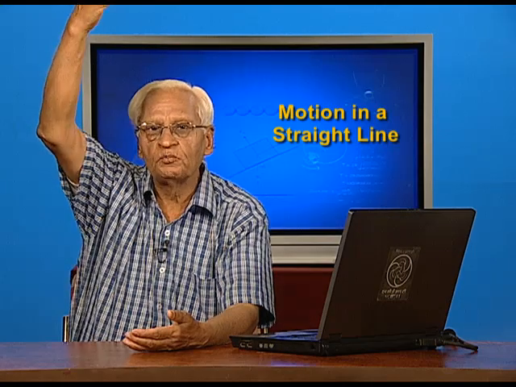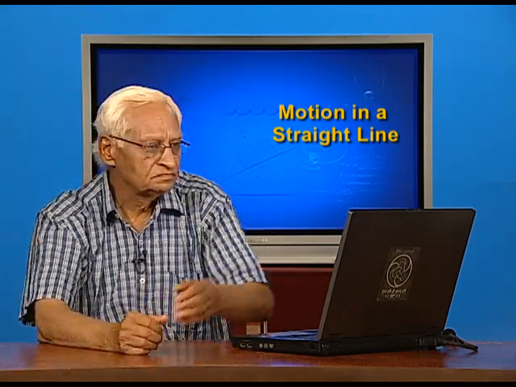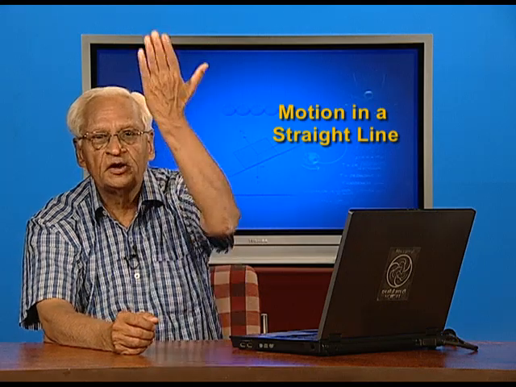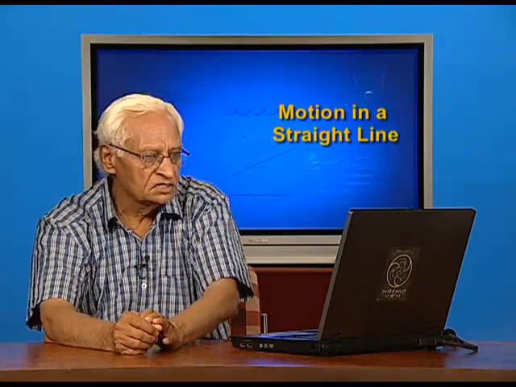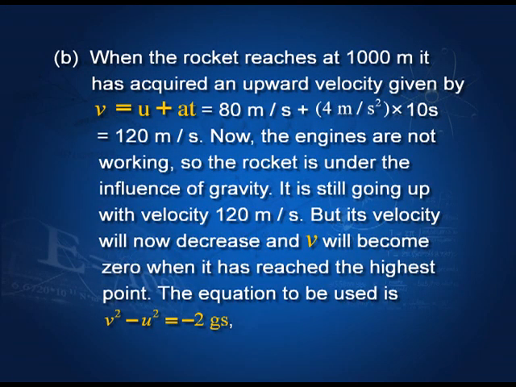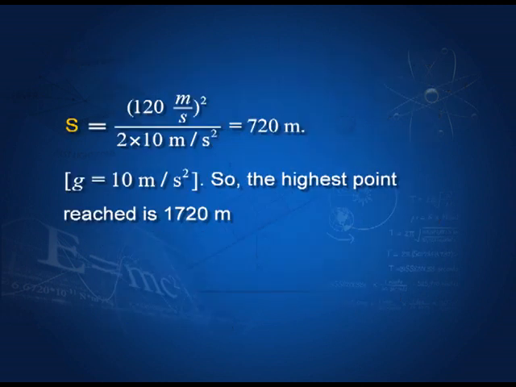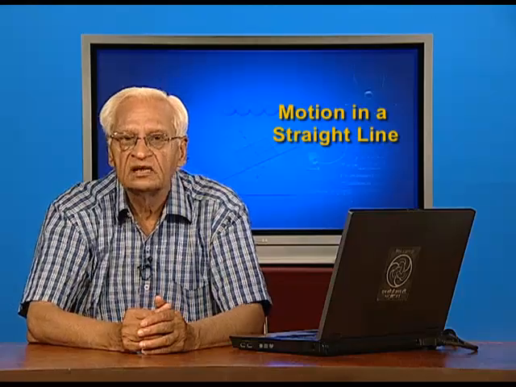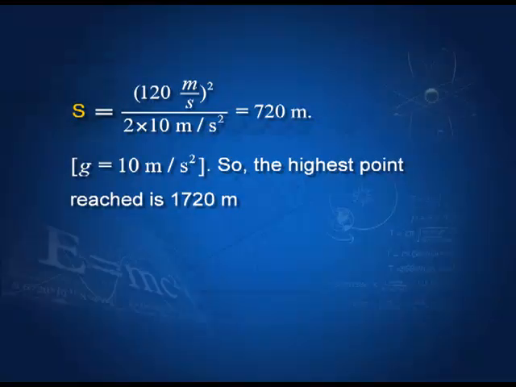When it reaches the topmost point, its velocity becomes 0, and the initial velocity is 120 meters per second. g is 10 meters per second square with a minus sign, because the rocket is still going up and the acceleration is downwards. Therefore, we use this equation and get s equal to 720 meters. That is, from 1000 meters the rocket still goes up a distance of 720 meters before its velocity becomes 0. So, the total distance covered by the rocket is 1000 plus 720, that is 1720 meters.